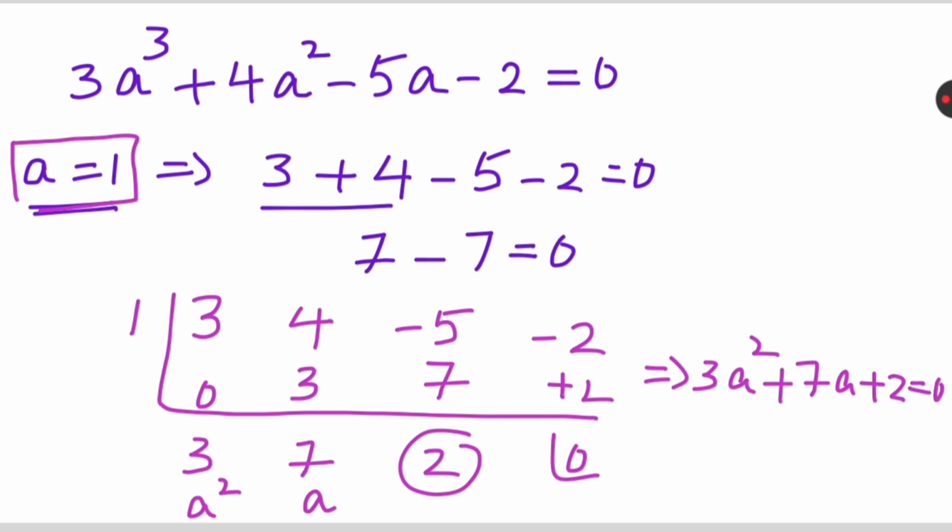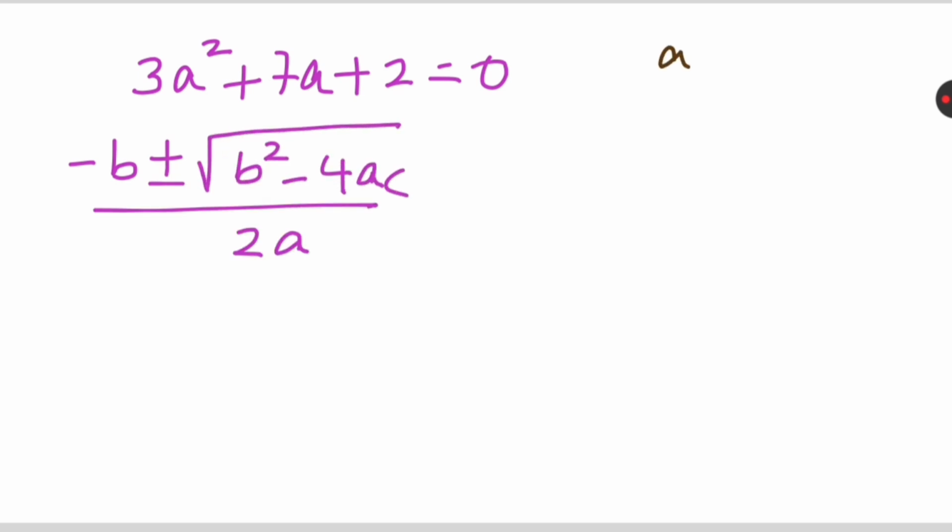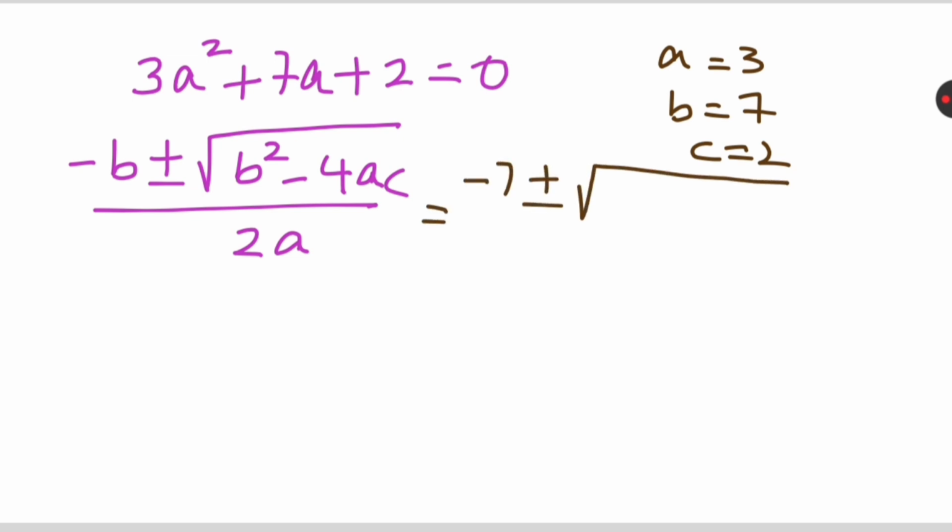So the cubic equation converts into a quadratic equation. Let's take that and find the other two roots. What is the formula for the quadratic equation? Minus b plus or minus the square root of b² minus 4ac, over 2a. Here our a value is 3, which is the a² coefficient, b is 7 and the constant c is 2. So let's substitute: minus 7 plus or minus the square root of 7², that is 49, minus 4 times 3 times 2, which is 24. 49 minus 24 gives 25.